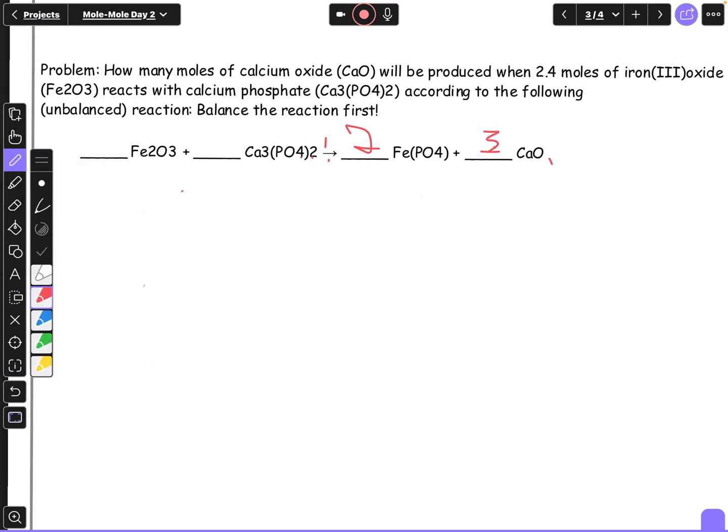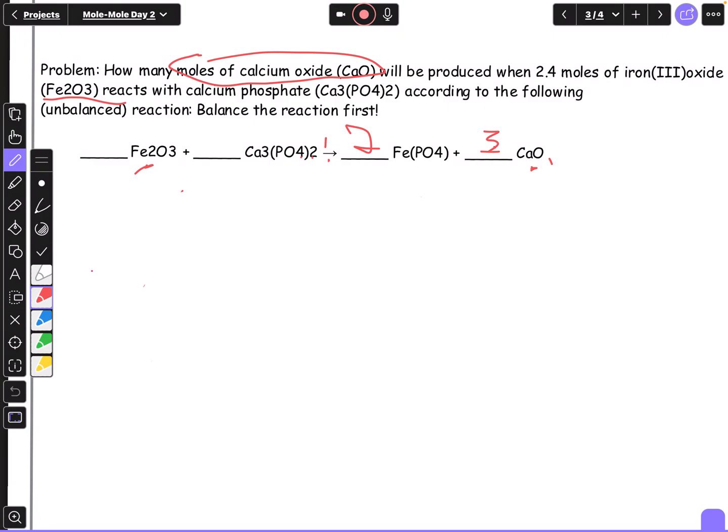It says how many moles of calcium oxide, so that's my wanted, moles of CaO, this right here, will be produced when 2.4 moles of iron(III) oxide, that's Fe2O3, that's this right here, reacts with calcium phosphate. Now it tells me it reacts with calcium phosphate, but it doesn't give me numbers. That's just giving me more information than I need.